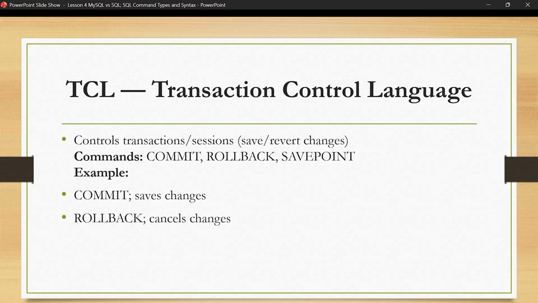Then we have TCL, that is transaction control language. It controls the transactions and sessions for saving or reverting data changes. In transaction control language, the commands such as commit, rollback, and savepoints come under the TCL. So we use commit to save changes, and in some cases, when we want to roll back or cancel the changes, we use the rollback command.